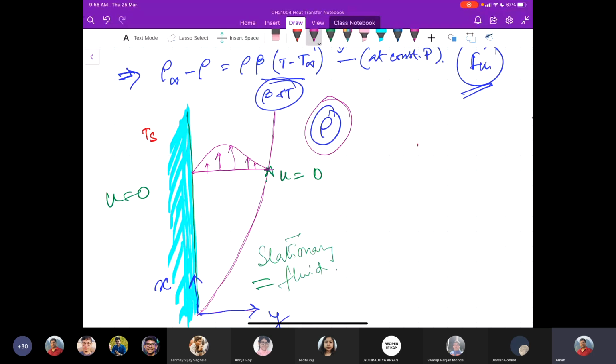See, here we have the temperature, which is T infinity. How should the temperature asymptotically decrease to T infinity from the surface? Absolutely, say it is something like this. So the temperature drops to T infinity from Ts, where this Ts is the wall temperature or the surface temperature.